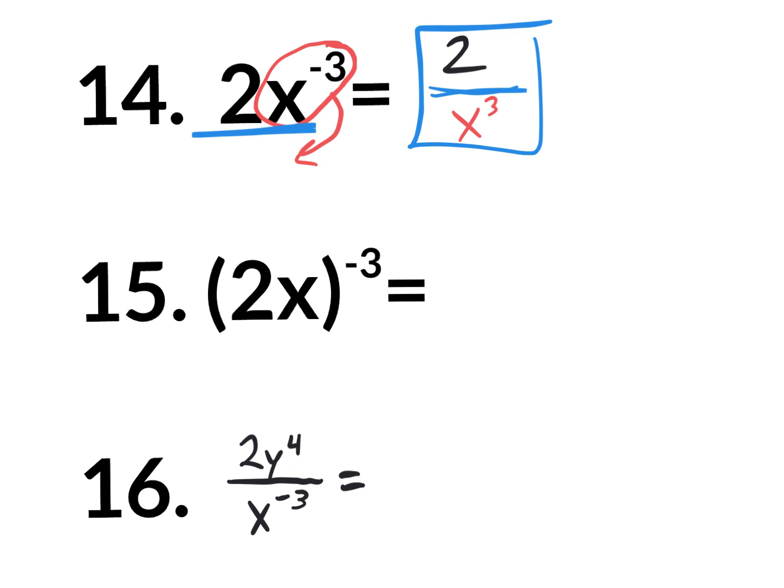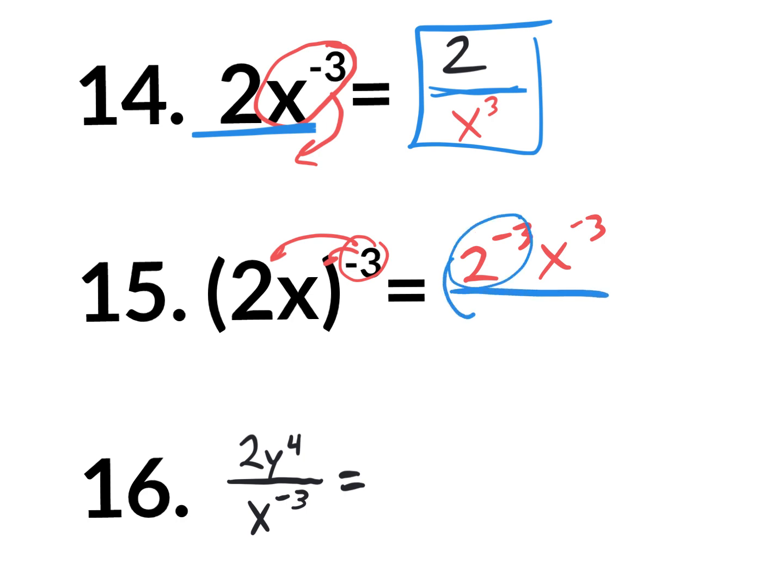Now, number 15, you have parentheses, 2x with the negative exponent on the outside. You could either distribute the negative 3 to both terms and then move them both down, or you can move the whole thing down and then distribute. I'm going to go with distributing first. So I'm going to end up with a 2 to the negative 3 times x to the negative 3, right? And that's going to now be moved down to the other side. So I make a fraction bar, circle this guy, move it down, circle this guy, move it down. So obviously there's nothing left up on top, so I put a 1 up there. Then you have your fraction bar, and on the bottom you have the 2 to the positive 3 and the x to the positive 3.